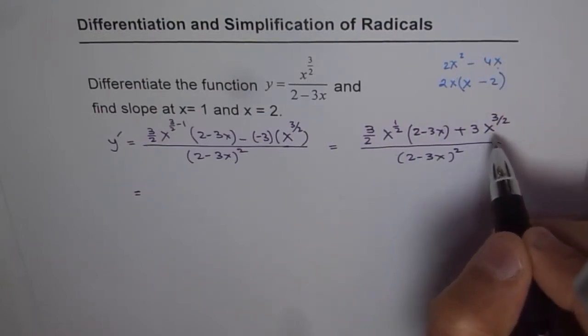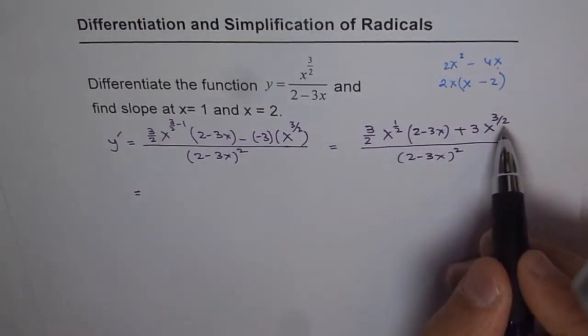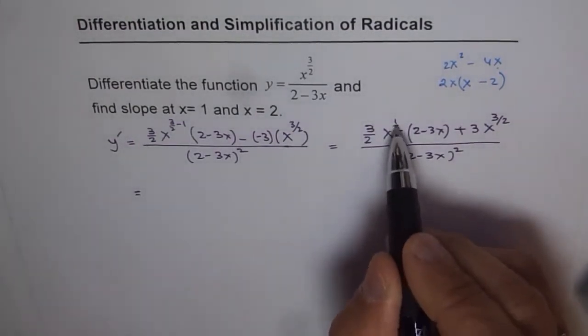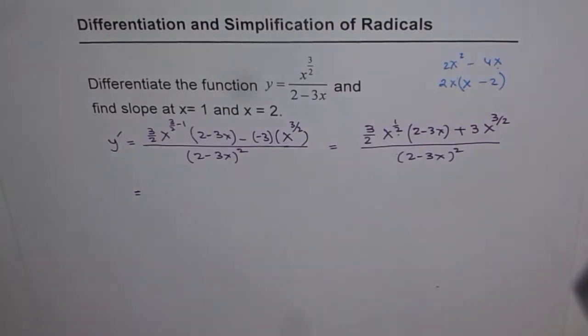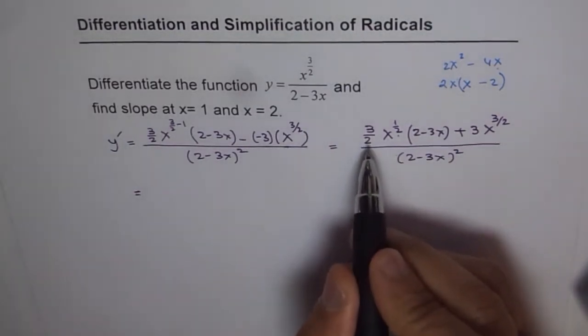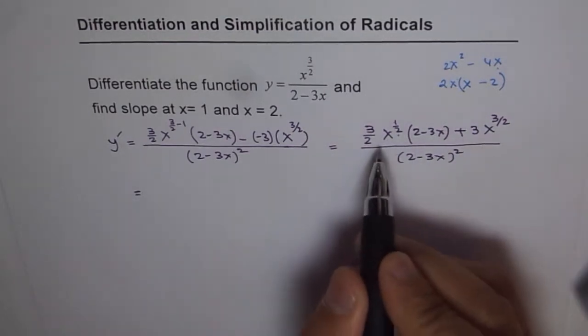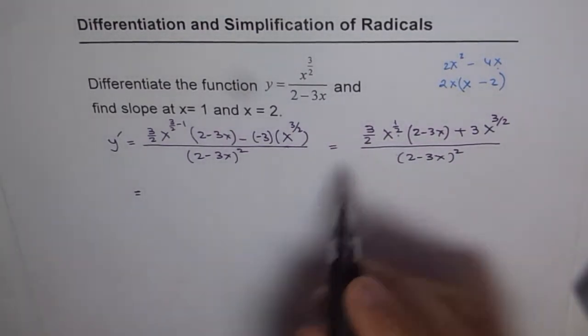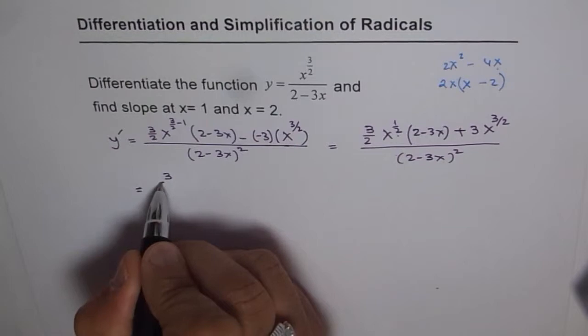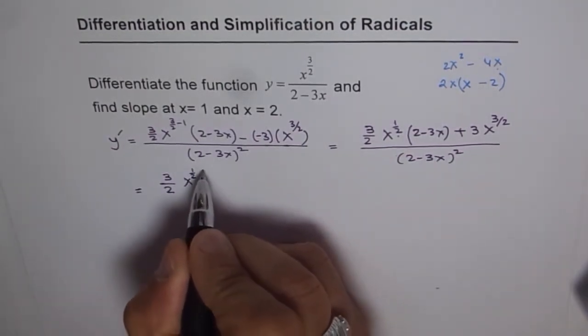Here also, we do the same strategy. Now, which one is lower, half or 3 over 2? Half is lower. So we'll factor out x to the power of half, correct? So let's see. And then in the numerator, we can factor 3 over 2, right? 3 over 2 is smaller, correct? So we can factor out 3 over 2 here. So we'll have 3 over 2 and x to the power of half factored out.